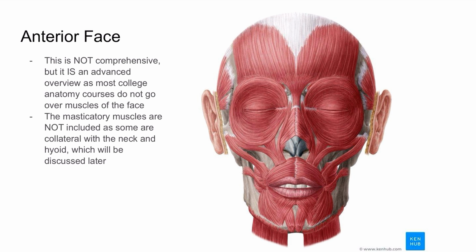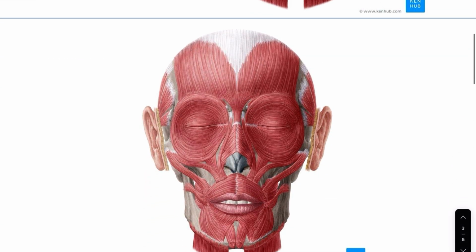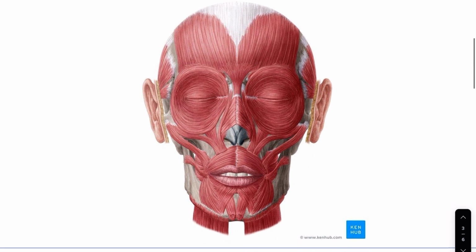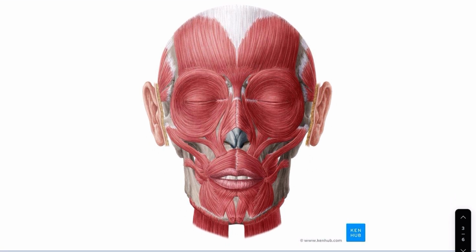All right, now this is not comprehensive, but it is an advanced overview because most courses don't actually go over the facial muscles or the posterior face muscles. Now, we're going to go from superior to inferior for this model here. So over here, this first muscle, we have what we call the occipital frontalis muscle.